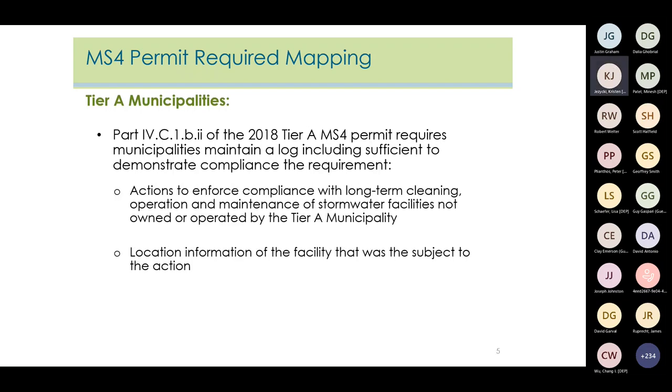Tier A municipalities shall also ensure the responsible parties of stormwater facilities not owned or operated by the Tier A municipality perform their required maintenance. The permit condition requires municipalities to maintain a log sufficient to demonstrate compliance with the maintenance requirements of all privately owned or operated stormwater facilities. The log is required to show the actions taken by the municipality to enforce maintenance. For example, the town can send a notice to the responsible parties requiring maintenance of their stormwater basins.